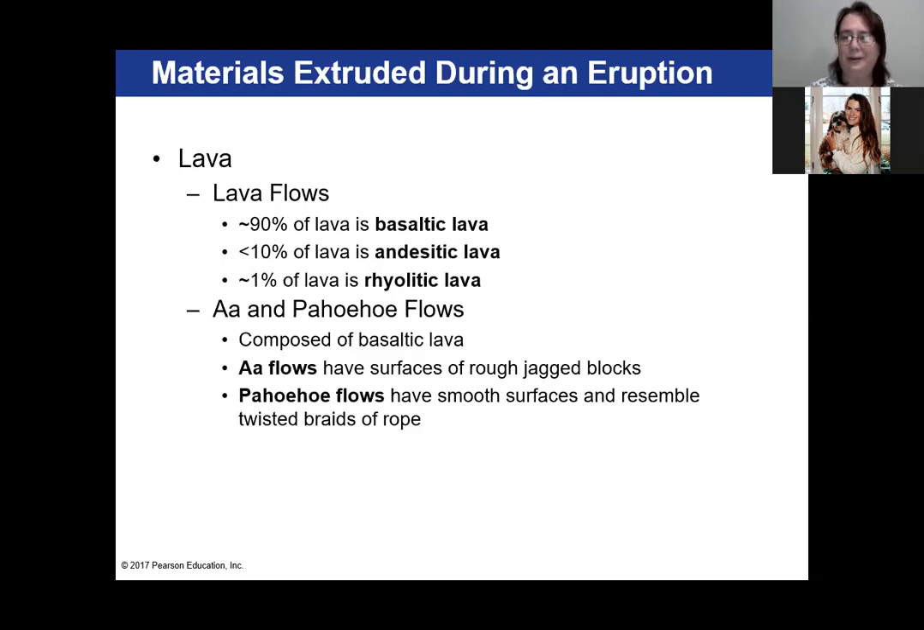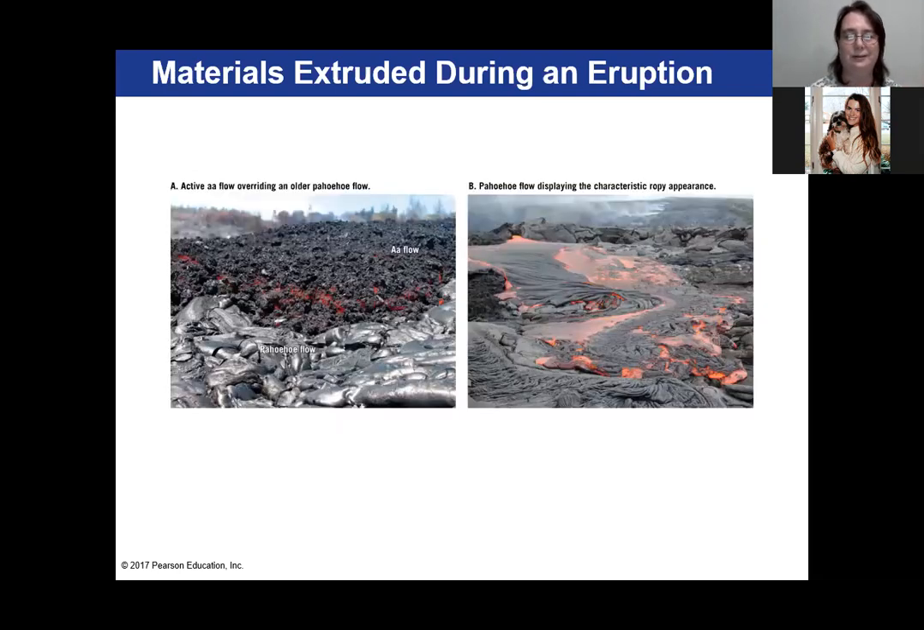And then pahoehoe are ropey, smooth flows that are there on the right-hand side. So even though that looks crystallized and looks kind of solid, the pahoehoe is still very, very thin, and you don't want to step on it because your foot will go right down into the magma. So this right here, this is probably solid, and then this is moving very slowly. You can outrun this. Right?